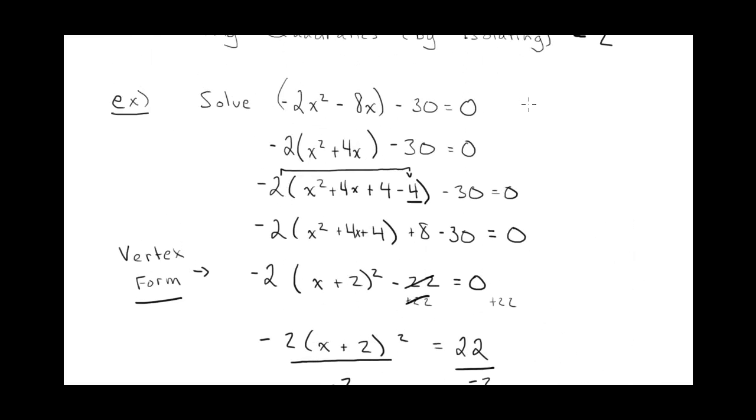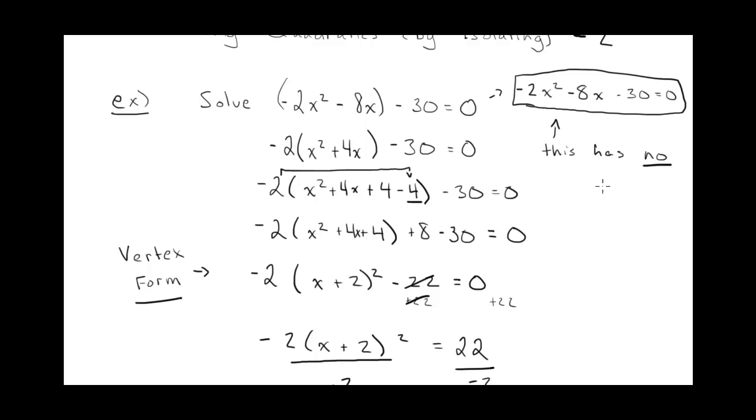So what does that say about the original equation? The original equation was negative 2x squared minus 8x minus 30 equals 0. What does that say about this equation? It says this has no roots. And in the future you'll learn that it actually has no what we call real roots. But for now, just saying, it has no roots. There's no x values you could put in here to make this equal to 0. It's not possible.